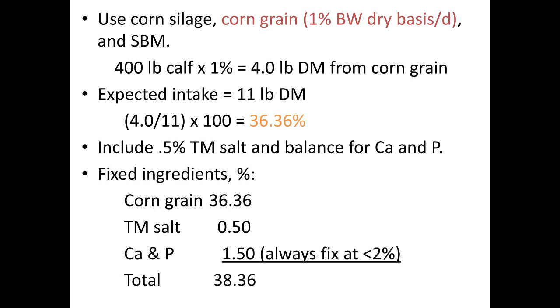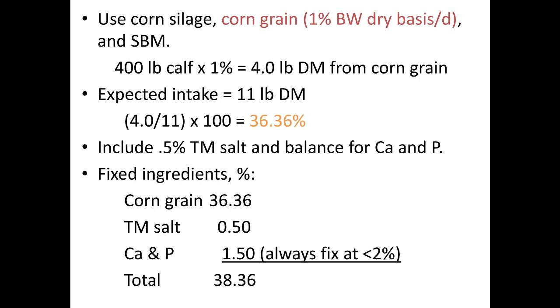So the first step was to make an ingredient composition table. The next step was to list the requirements of your animal. The next step is to list your fixed ingredients in the diet on a percentage basis. Corn grain is going to be 36.36% of the diet. It's already been specified that the corn grain has to be fed at 1% of the body weight on a dry matter basis per day. We know that the calf is taking in 11 pounds of dry matter per day, so we can calculate that 36.36% of that diet needs to be corn grain.